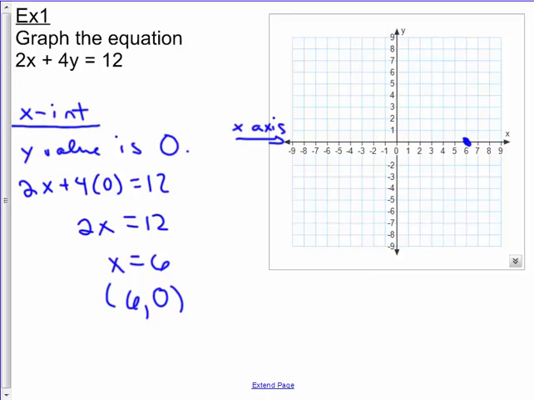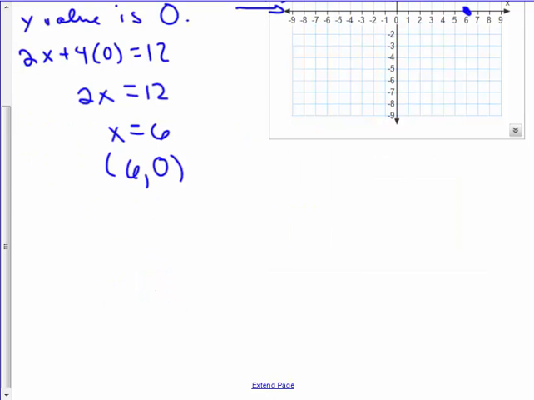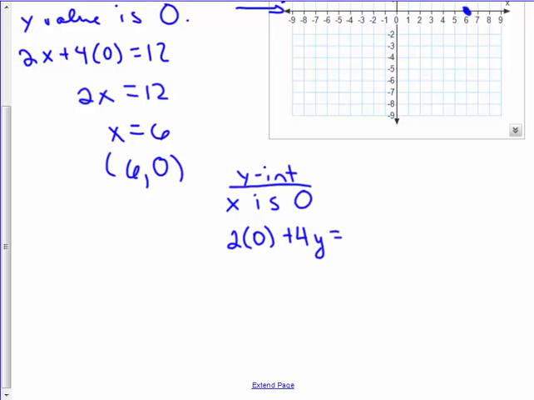What do I know about the y-intercept? Well, that's the vertical one, of course. I know that the x-coordinate is 0. So, anytime they ask you to find the y-intercept, you know that the x is 0. So I'm going to put 0 in for x and solve it. I'm going to get 4y equals 12, so y is going to be 3. Again, I'm going to write it as an ordered pair, and that's going to be 0, comma, 3.